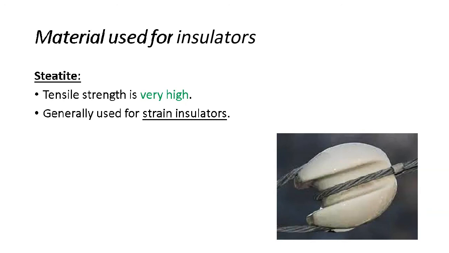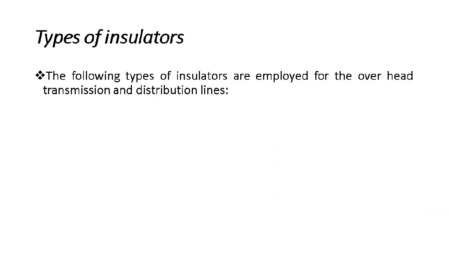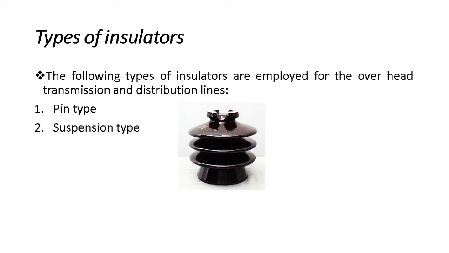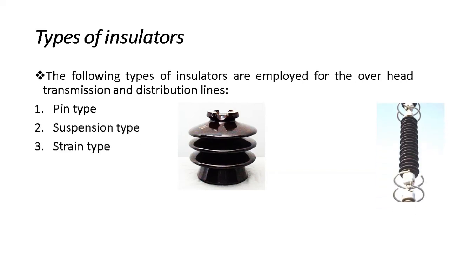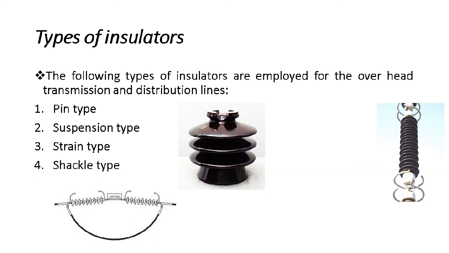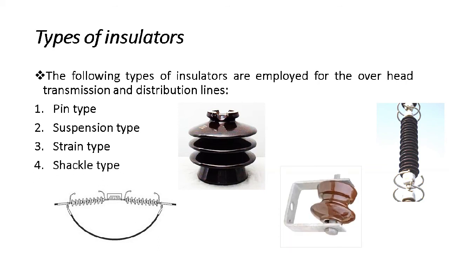Now, if we talk about the types of insulator which are employed for the overhead transmission system, or we can say the distribution systems, they are generally pin type insulator, suspension type insulator, the third is strain type insulator, and the fourth is shackle type insulator. So these are the four major insulators which are generally used in a transmission system. So in the next lecture we are going to study each and every insulator in detail, how the voltage level will be there in case of all four kinds of insulator, and what are the special applications of these insulators.